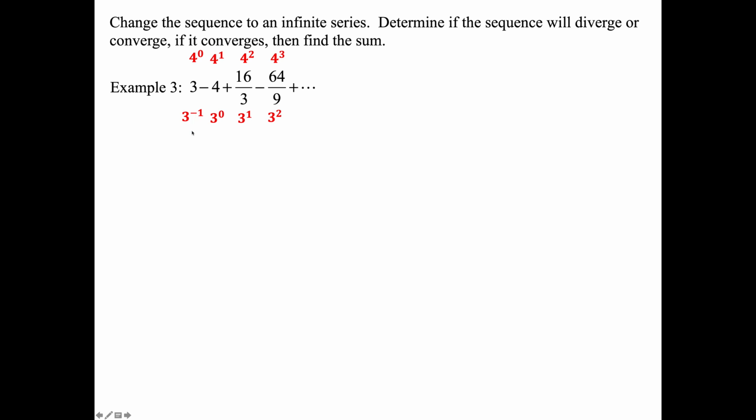3 to the -1. So to write my sequence function, when n is equal to 1, I need a 0 for a power. When n is equal to 2, I need a 1 for a power. So I see this as 4 to the n minus 1 power. On the bottom, when n is equal to 1, I need to be at -1. When n is equal to 2, I need to be 0. When n is equal to 3 for the third term, I need a 1. I'm subtracting 2 from my n. So I see 3 to the n minus 2 on the bottom.